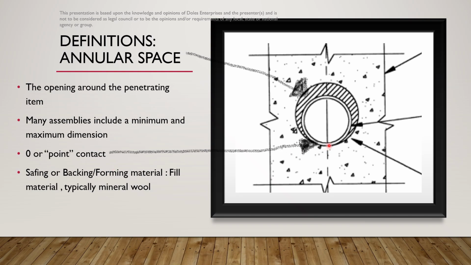In this case, we've got our pipe in contact with the edge of the opening. Some UL systems allow this, some don't. But when it does say 0 point contact, it will usually tell you to put a bead of caulk in this area. You also see sometimes the interior will have some kind of mineral wool or other kind of safing material placed within it. So these are definitions we need to be looking at and become very familiar with.